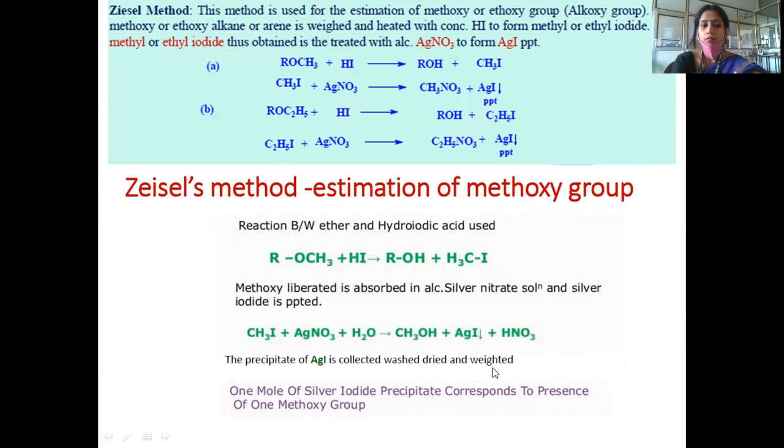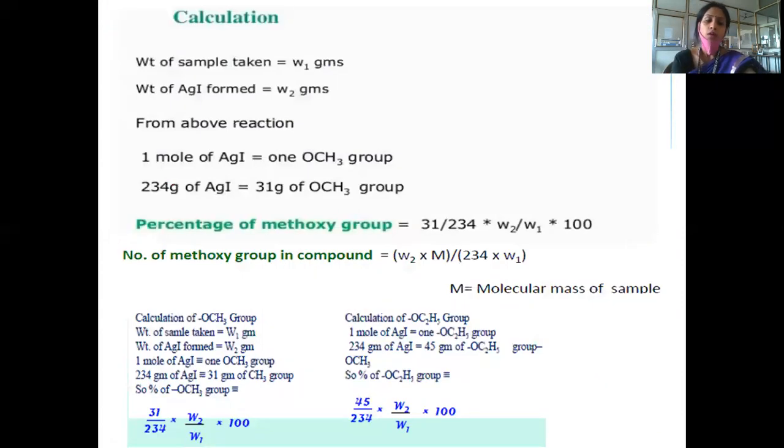Then how do we check it? Now you see, there is a reaction between ether and HI. Alcohol and methyl iodide is formed. Now this methyl group which is liberated is absorbed in silver nitrate solution and we get silver iodide as precipitate. This precipitate is collected, washed, dried and weighed. Since 1 mole of silver iodide precipitate corresponds to presence of one methoxy group, there was one methoxy group, that is why one silver iodide is being precipitated. So we use the same concept for calculation.